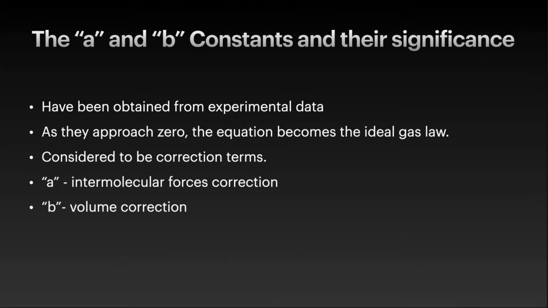The values are both considered to be correction terms in the equation. The a constant is a correction for the intermolecular forces, and the b constant provides a volume correction and is related to the non-zero volume of real molecules. In addition, the b constant is also an approximation of the molar volume.